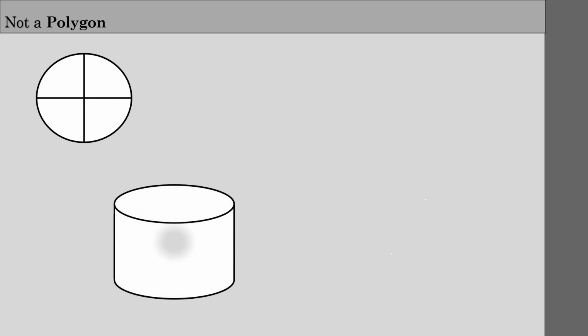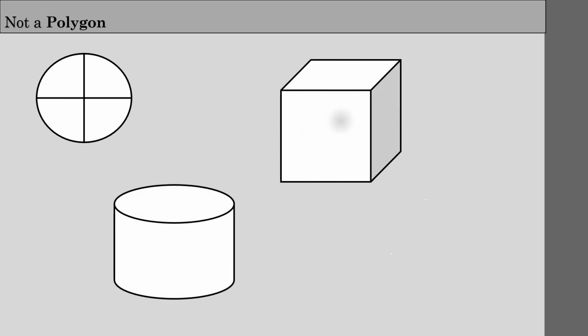As we have already covered regular and irregular polygons, there are some shapes which are not considered a polygon. Which are those shapes? Any circular shape, any cylindrical shape, any 3D shape, or any shape which has any open edge cannot be considered a polygon.